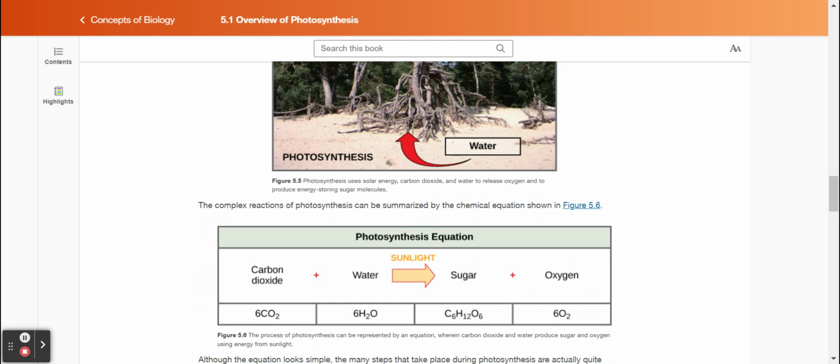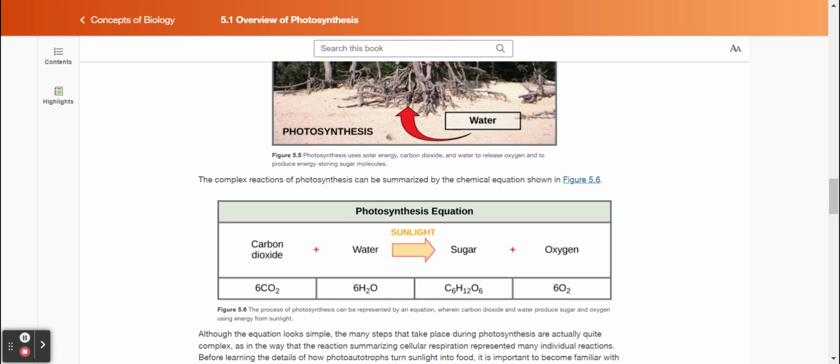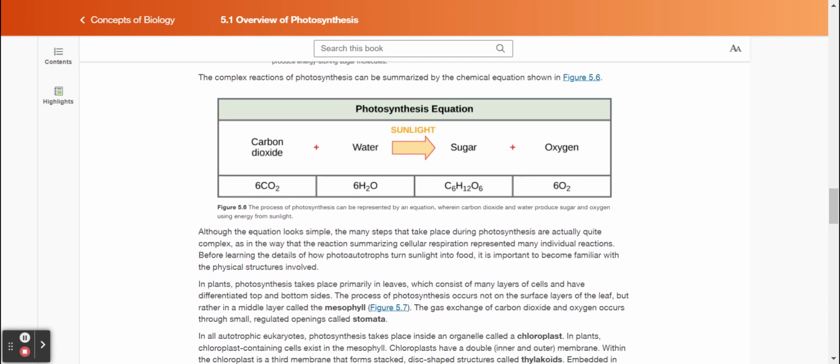The complex reactions of photosynthesis can be summarized by the chemical equation shown in Figure 5.6. Figure 5.6. The process of photosynthesis can be represented by an equation wherein carbon dioxide and water produce sugar and oxygen using energy from sunlight. Although the equation looks simple, the many steps that take place during photosynthesis are actually quite complex, as in the way that the reactions summarizing cellular respiration represented many individual reactions.